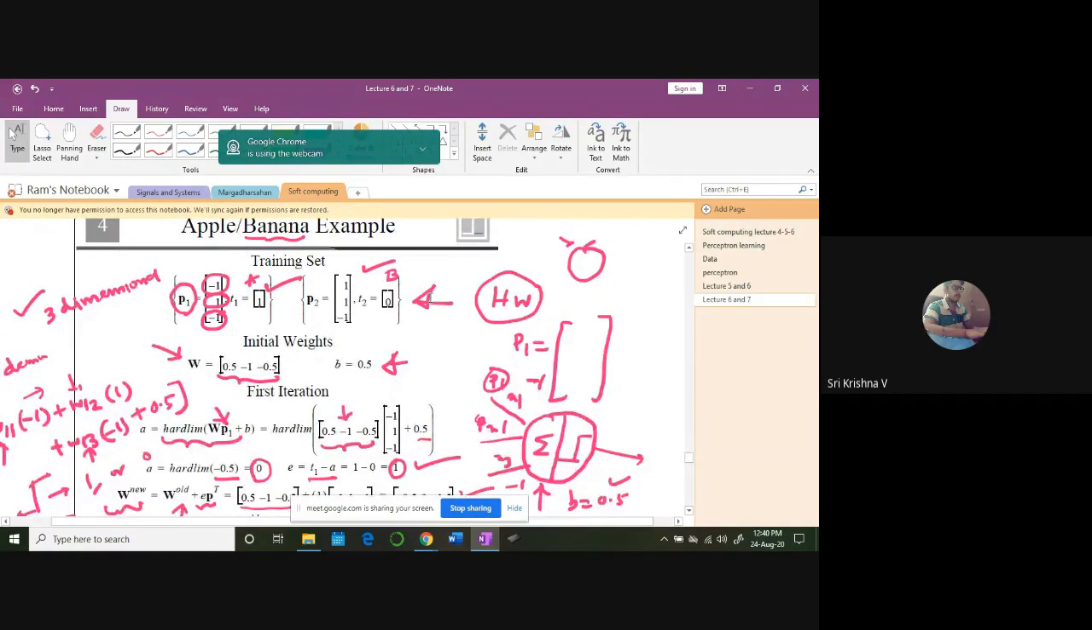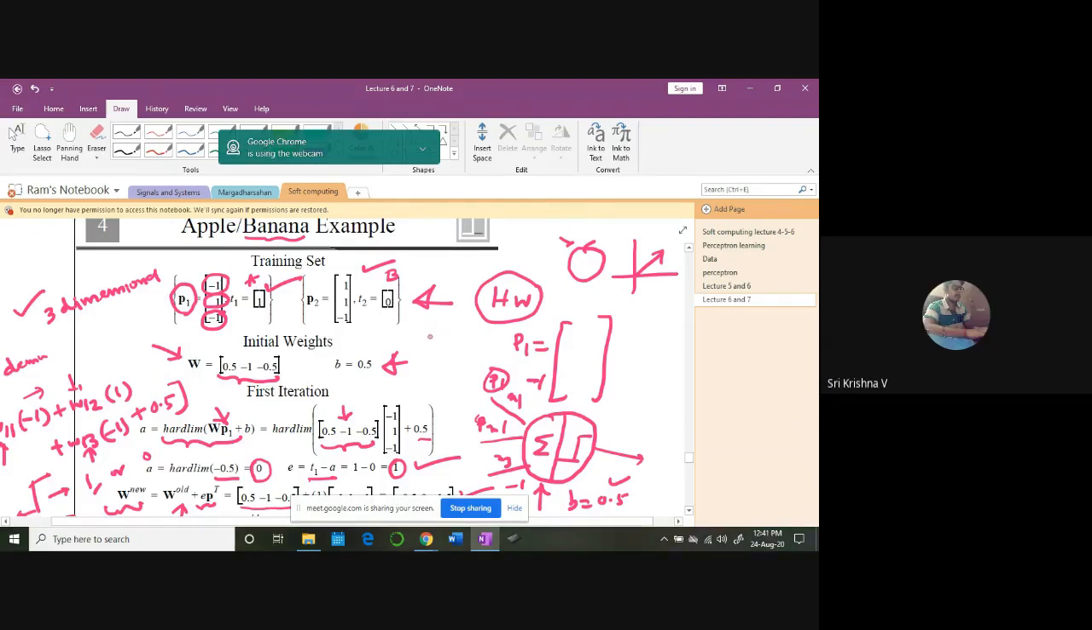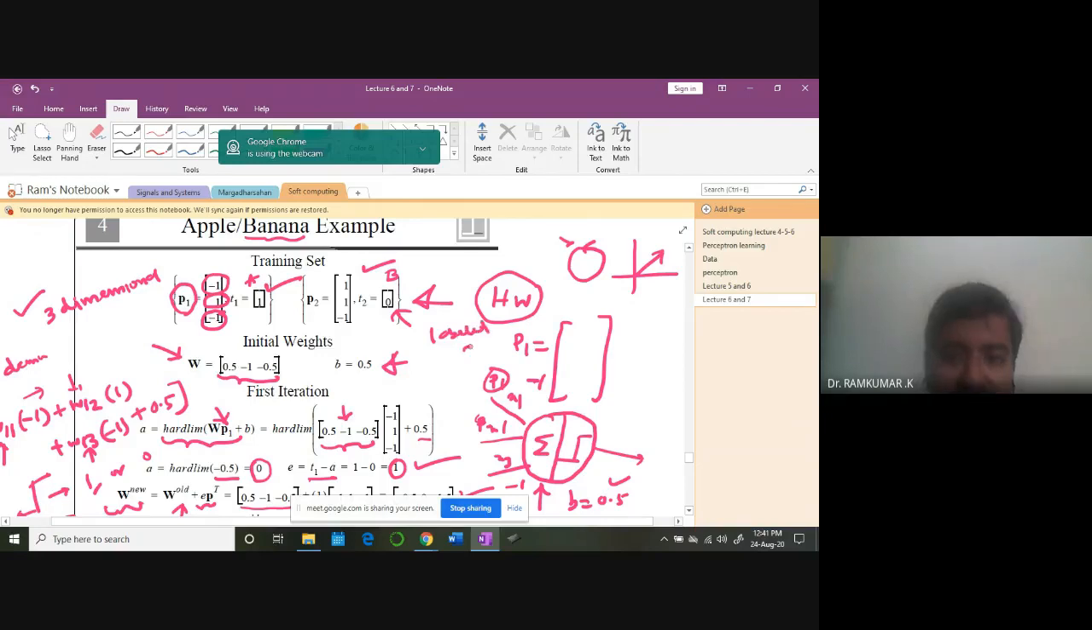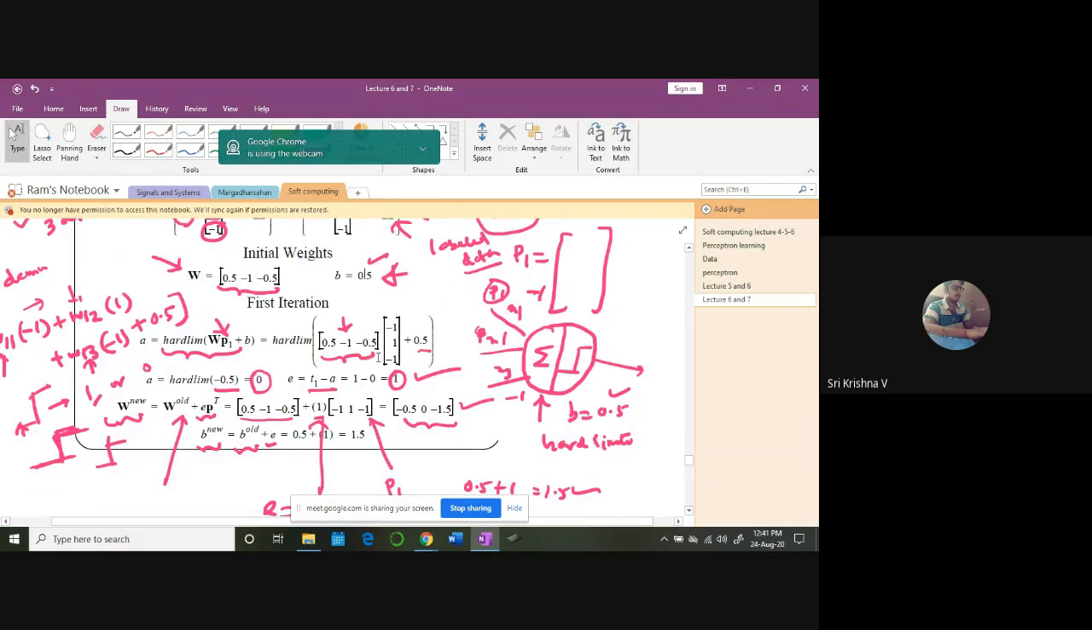Sir, so basically, we have 2 patterns. Two vectors, a 2-dimensional vector. The first pattern is apple and the other pattern is banana. For apple, we need 1, and for banana, we need 0. It is labeled data. Initial weights are given, and the bias is given. So in the first iteration we will be using W times P1 plus B in the formula, using the hard limiter function. Then we take the dot product, which is now -0.5.